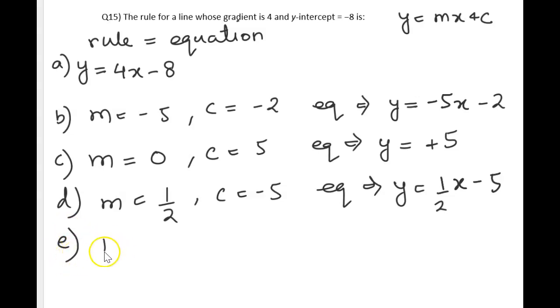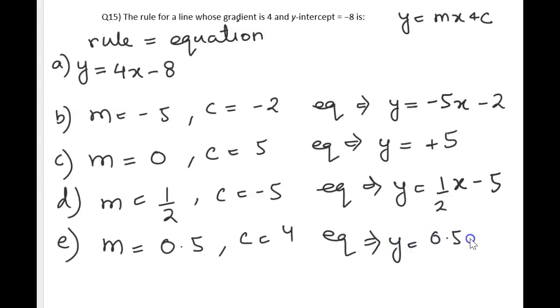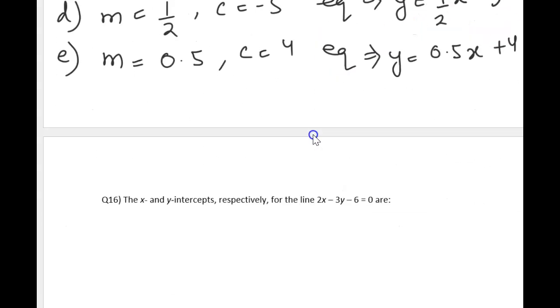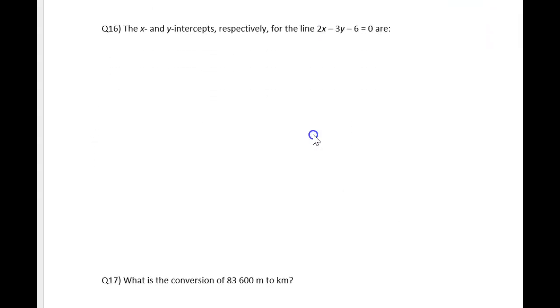Let's try another one. What if your m is given in decimal, 0.5, and c is 4? So the equation will become y equals 0.5. You can write it as half. Please remember 0.5 is half, plus 4. Quite an easy question. All you have to do is remember this equation. Let's try the next section.